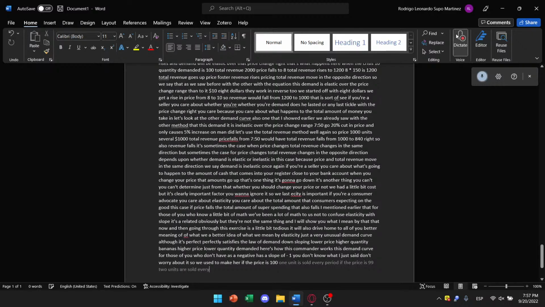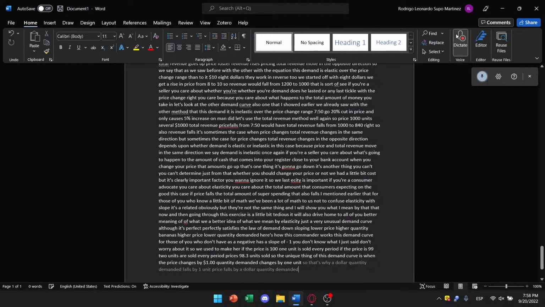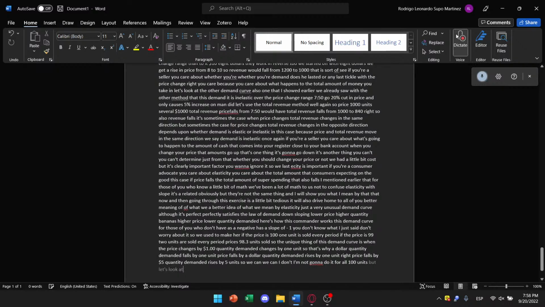So the unique thing about this demand curve is when the price changes by $1, quantity demanded changes by 1 unit. Price goes up by $1, quantity demanded falls by 1 unit. Price falls by $1, quantity demanded rises by 1 unit. Price falls by $5, quantity demanded rises by 5 units. I'm not going to do it for all 100 units, but let's look at how elasticity works along this demand curve. Let's first do the equation method.